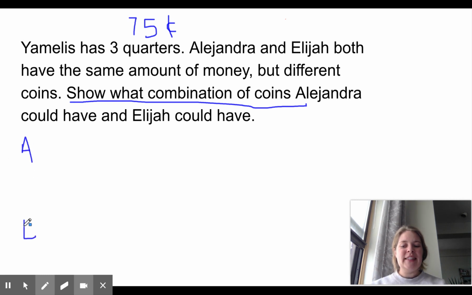What kind of coins could they have? Press pause on the video. Make up some coin combinations to make 75 cents, and then come back, and I'll show you 2 ideas as well.